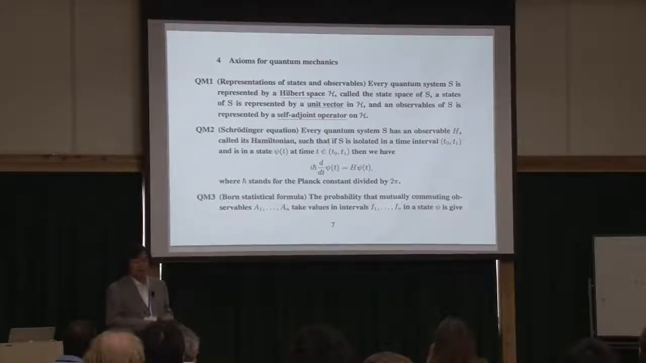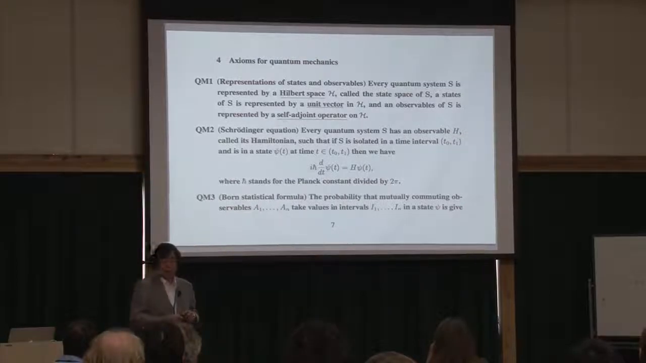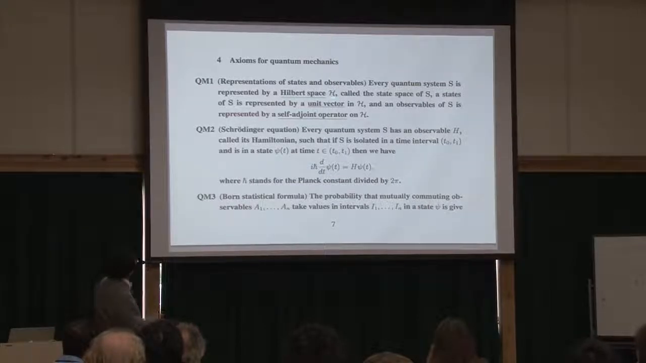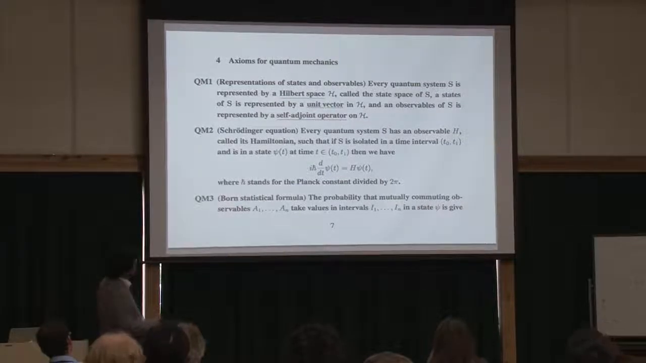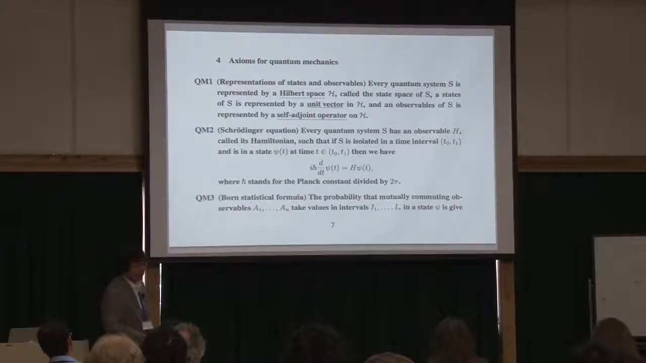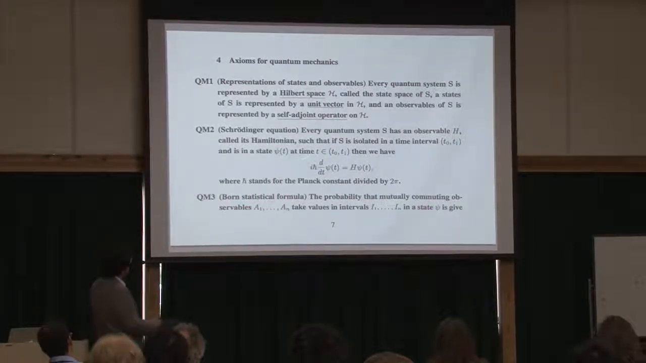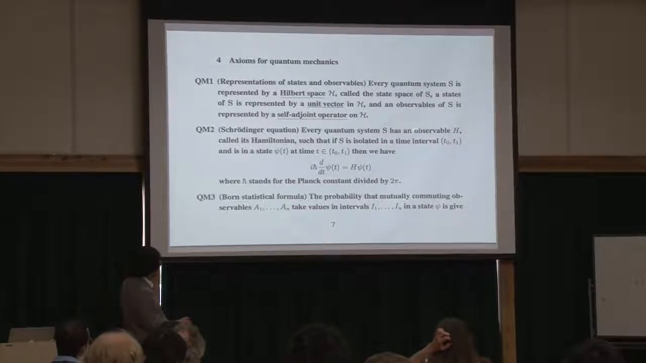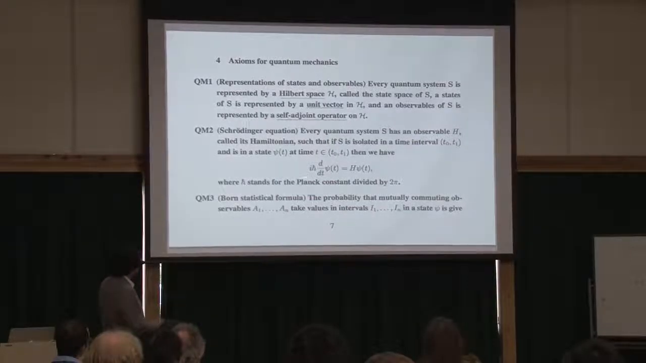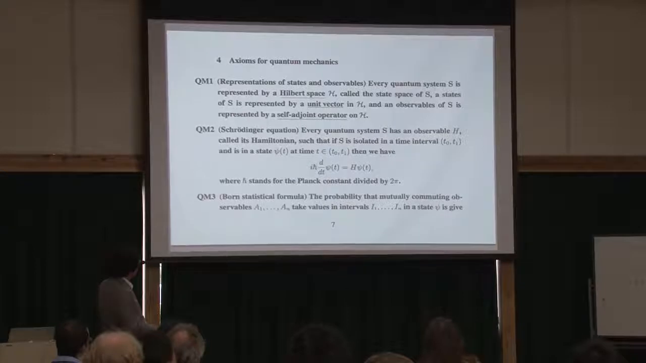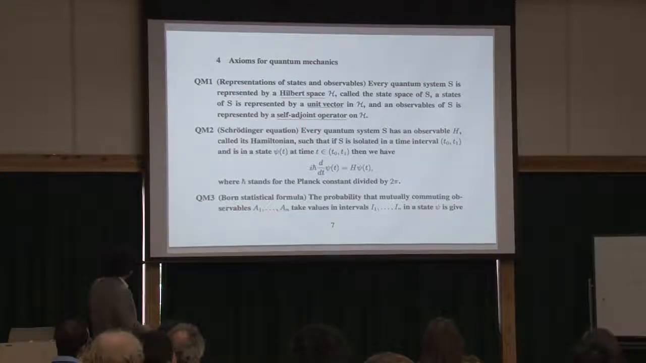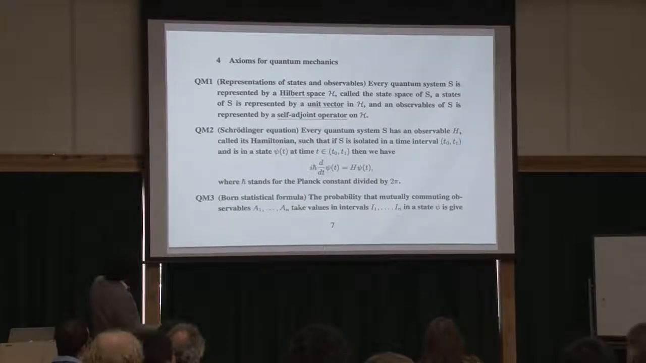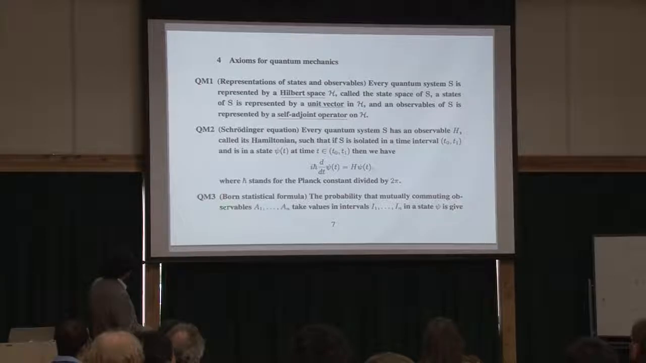Now we start with the axioms of quantum mechanics. Maybe you know them very well. Here the quantum system is a Hilbert space, and the state is a unit vector. An observable is a self-adjoint operator. And the Schrödinger equation describes the time evolution of the state of an isolated system. This Schrödinger equation gives a unitary evolution. And the last axiom here is the Born statistical formula.